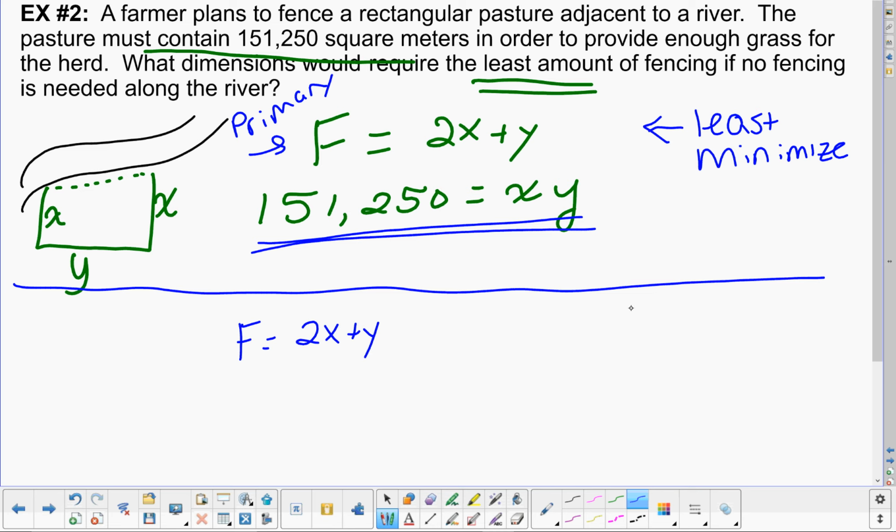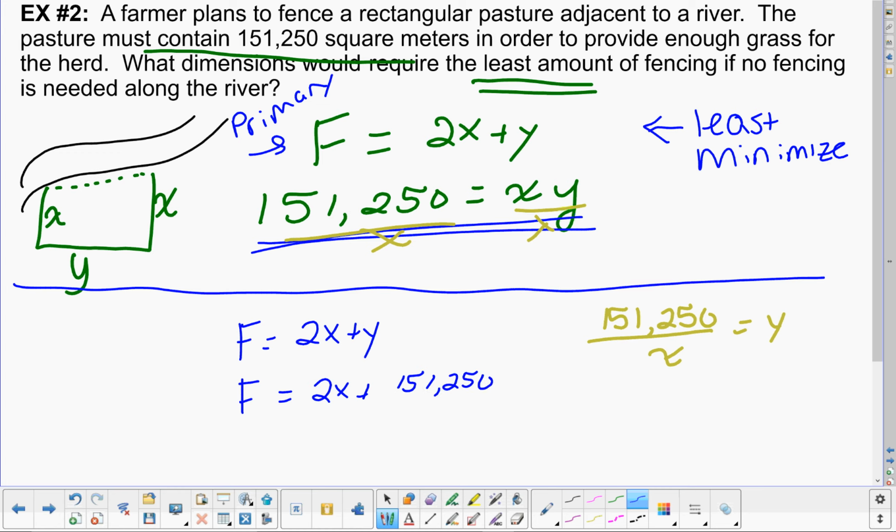So let's use our helper equation off to the side here and solve for one of the variables. If I divide by x, that would give me the y value, right? So if I just come in and divide by x, I'm going to have my y. Now let's substitute over here for y. That's going to give me F equals 2x plus 151,250 over x. And now what we want to do is take the derivative of that.